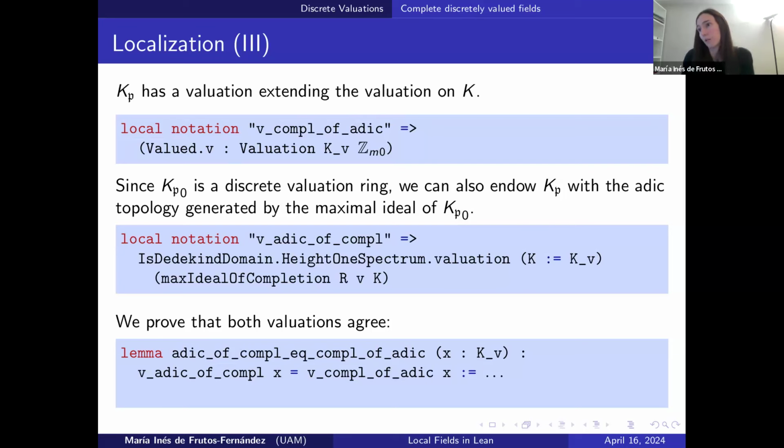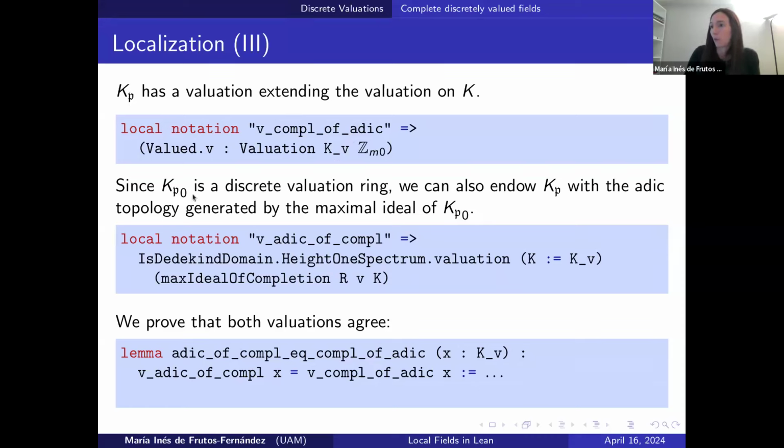Now, normally, when we work in informal mathematics, we identify two different definitions on K_P. And we want to be able to do this in Lean as well, but we have to be a bit careful. So the first definition that I have shown you in the previous slide is that if we start with K and with this prime P of R, then K_P has a valuation that extends the valuation on K. This is the valuation that I showed you in the previous slide. And I'm calling this the adic of completion here. So this is one way to define the valuation on K_P.